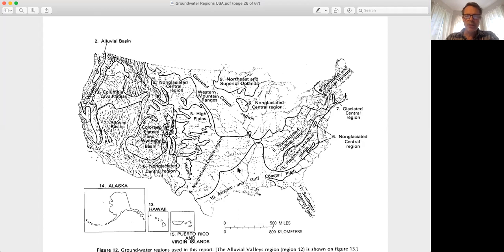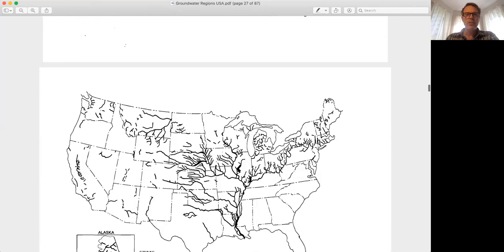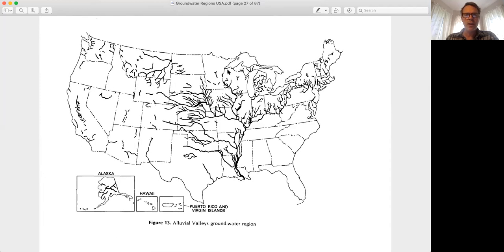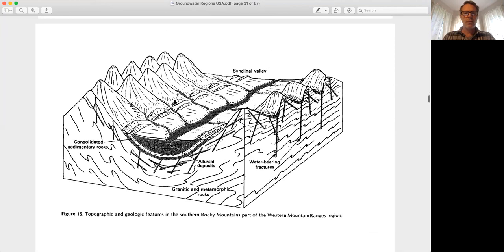Let's see. Is there a map in here? This is a map again from the groundwater regions of the USA that I posted to Moodle for you to look at. This is a really coarse sketch of the major river systems across the United States, and it's in these valleys that there is so much groundwater potential, because the rivers are relatively small compared to the river valleys that they flow through, which are again filled with all sorts of gravels and sands and that sort of thing. And there's a schematic of an alluvial valley deposit.